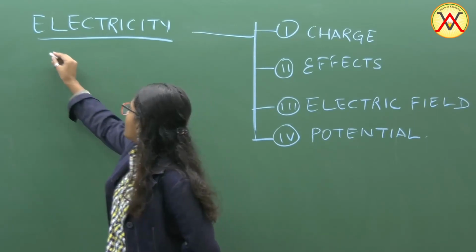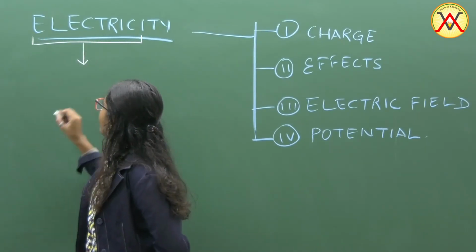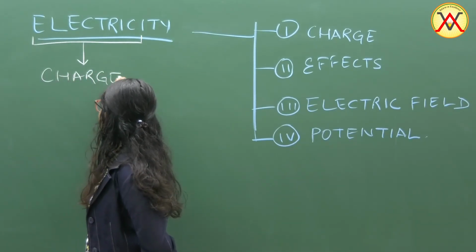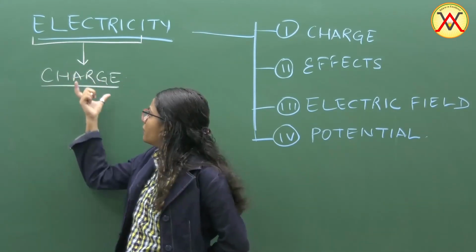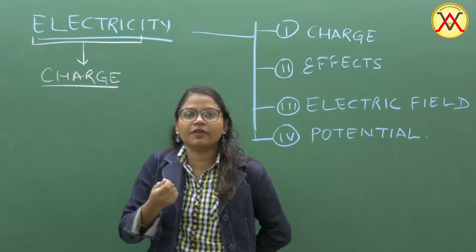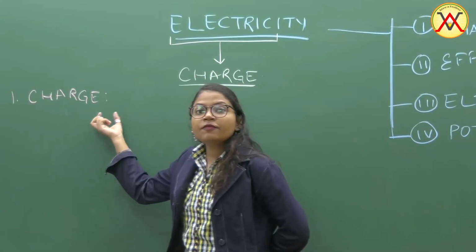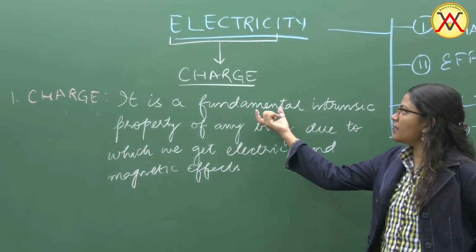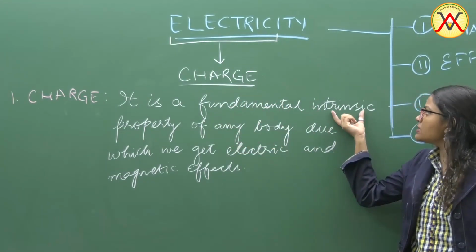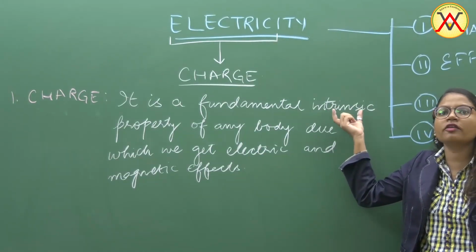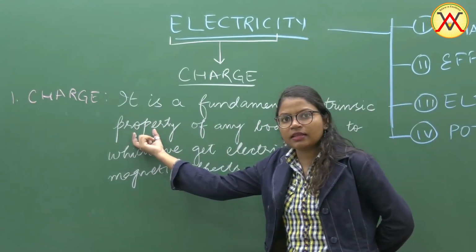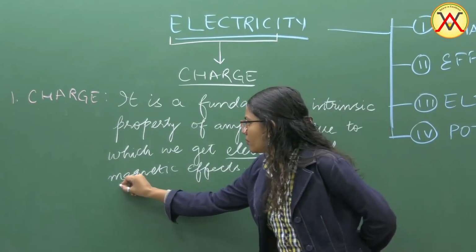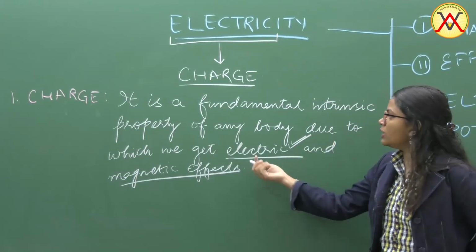Whenever we speak of the term electric, this term always revolves around one entity known as charge. We all are aware of this quantity, this name charge, but we don't know how to exactly define it. Shall we start with the definition of charge? It is the fundamental intrinsic property of any body due to which we get electric and magnetic effects. Intrinsic in the sense it does not depend on anything like mass or speed. Property means anything that is inherent in a body, due to which we get electric and magnetic effects. In this chapter, we'll be dealing solely with electric effects.